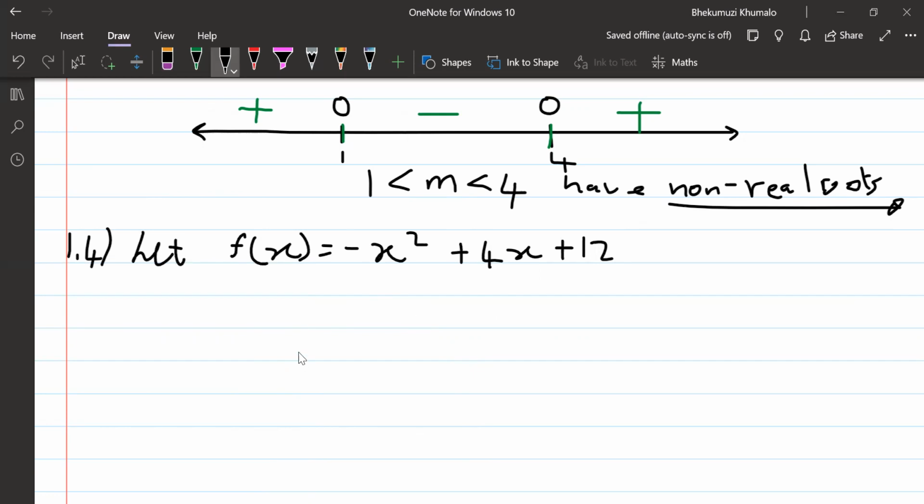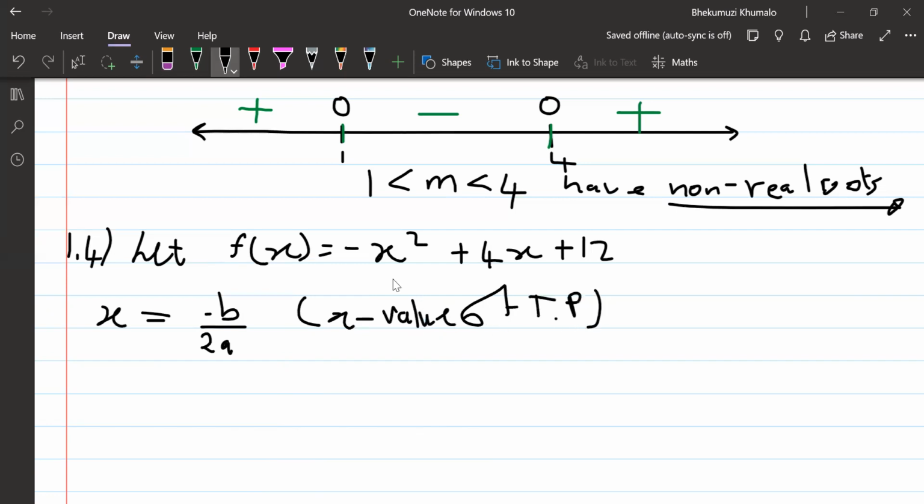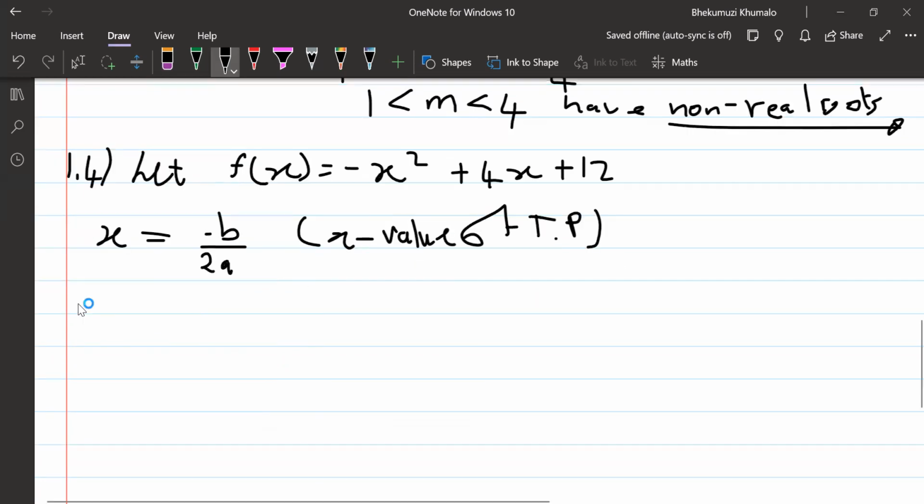Now, there are two ways that you could get the maximum value. You could either use x equals minus b all over 2a, which would give us the x value of the turning point for a parabola, right? Or what could we have done? We could have completed the square, right?